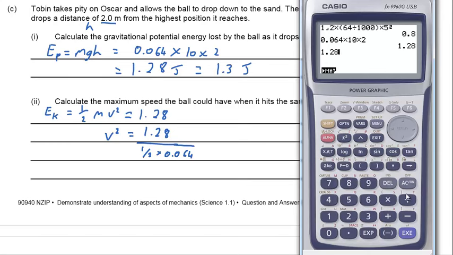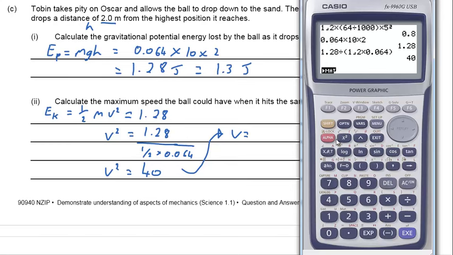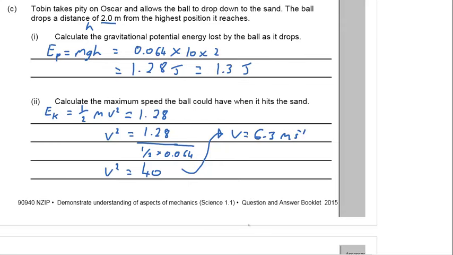So I can chuck that into my calculator. 1.28 divided by, I'm going to put brackets because I want it to be the whole bottom line, a half, times that by 0.064, and I'm going to go equals. Now that's 40, so v squared equals 40, and so the velocity itself is going to be the square root of 40. So on my calculator, I go shift, the square root button, and then I go shift answer, and I get an answer of 6.3 meters per second, which is good.